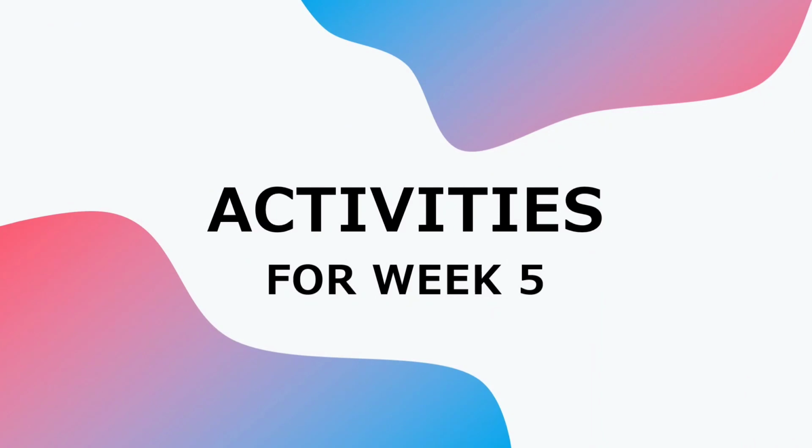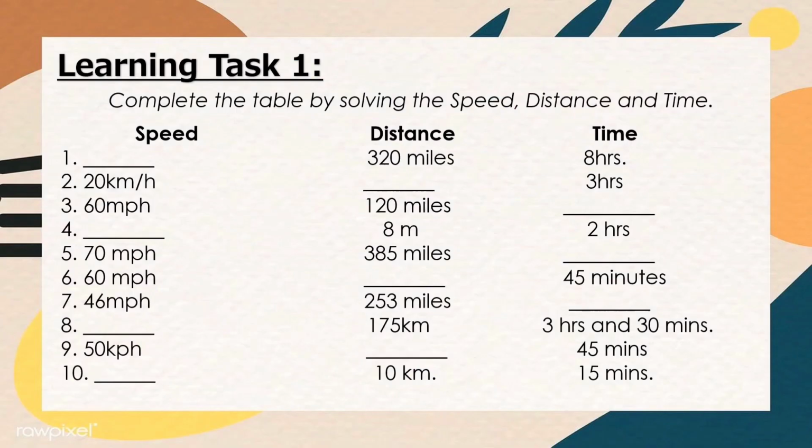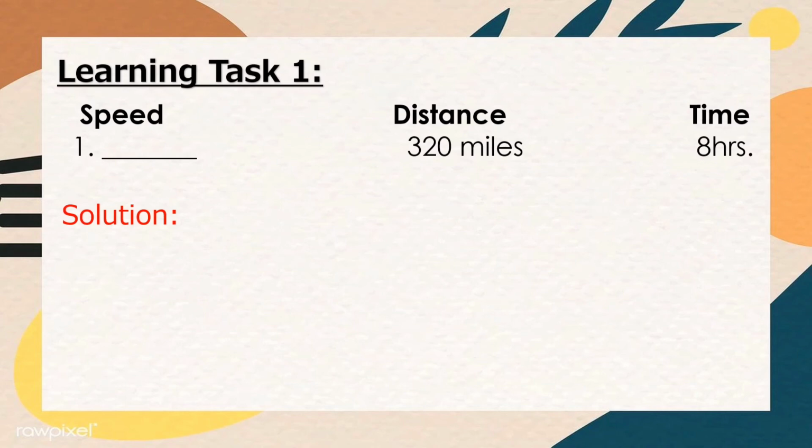The following learning task for week 5. Good luck! In learning task 1, you have to complete the table by solving the speed, distance, and time. So let us answer number 1. Okay, so since speed yung nawawala dito, so definitely our formula will be speed is equal to, shinorten ko na lang siya, okay, distance over time.